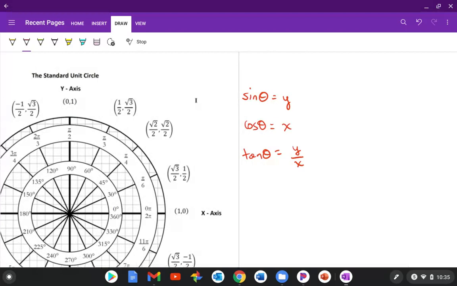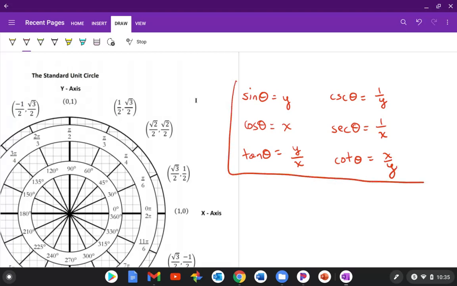We then have the inverse functions. The inverse of sine is cosecant, so cosecant of theta is 1 over y. Secant is the inverse of cosine, that's sec, and that's 1 over x. And then cotangent is the inverse of tangent, and that's x over y.